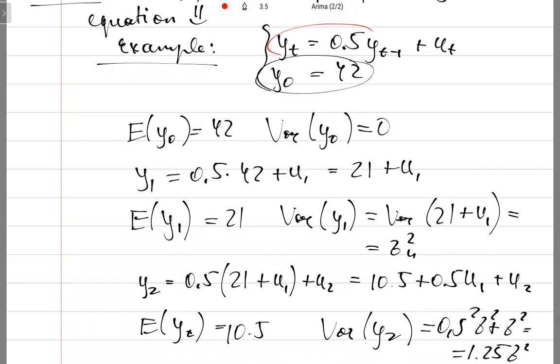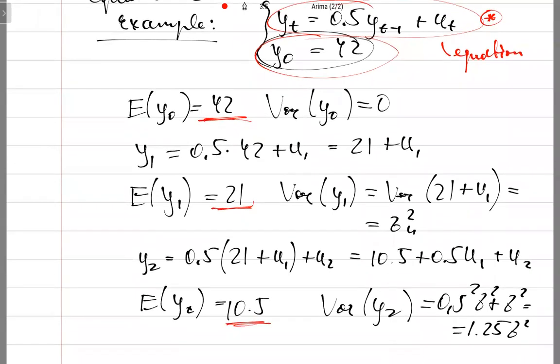My point is that this is an equation. And if I speak about the equation, let's call it equation star. This equation does not completely define a process. Only if I add an initial condition will it define a process. And the stationarity of a process will depend on the initial condition. I have added this initial condition, and given it, the expected value changes over time, the variance changes over time, and so the process defined by the equation plus the initial condition is non-stationary.